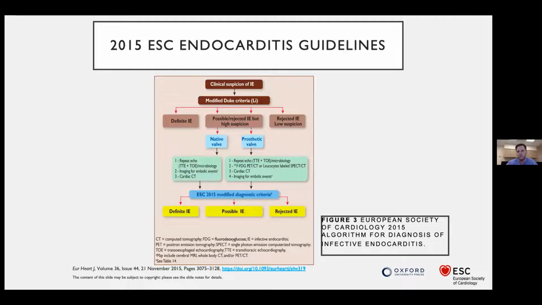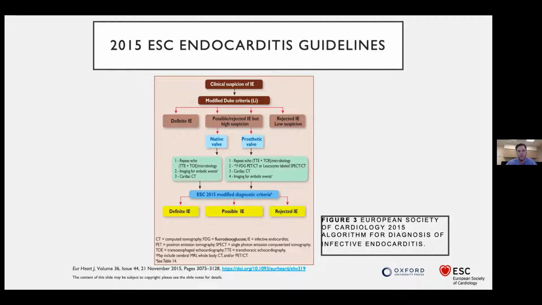So after you've applied the diagnostic criteria, again, you end up with either definite, possible, or rejected endocarditis. And so this is the second part of the ESC algorithm on how to select additional imaging tests for patients with possible endocarditis or with rejected endocarditis but ongoing high clinical suspicion. So the goal of additional imaging here is to really reclassify the patient as definite or rejected endocarditis on the basis of the ESC diagnostic criteria that we saw on the last slide.